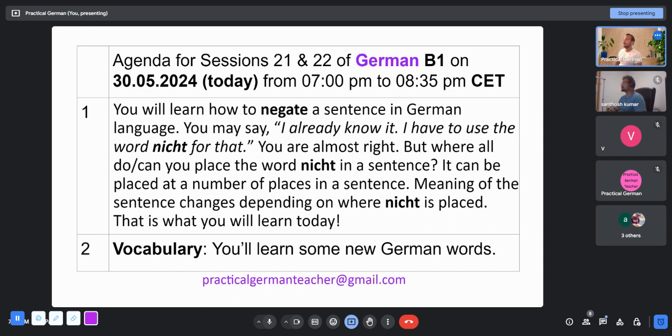In today's first half, we will talk about the position of the word nicht in a sentence in the German language. You may think, do I really have to learn this? Because we did A1, we did A2, we did B1, and so far we never spoke about this.